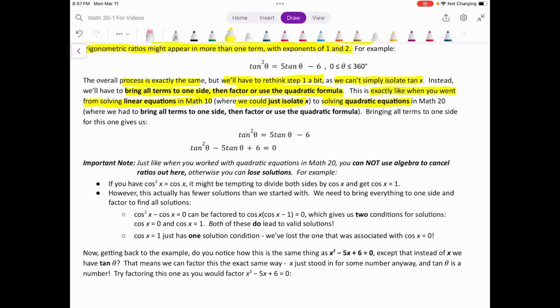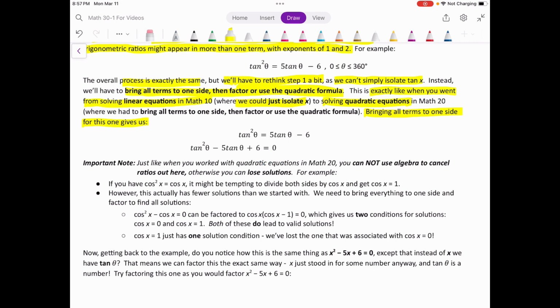So if we bring all terms to one side for this one, this is what we started with. If I bring all terms to one side, I subtract 5 tan theta, I add 6, so that I have tan squared theta minus 5 tan theta plus 6 equals 0, right?